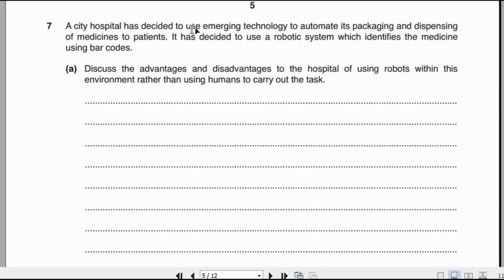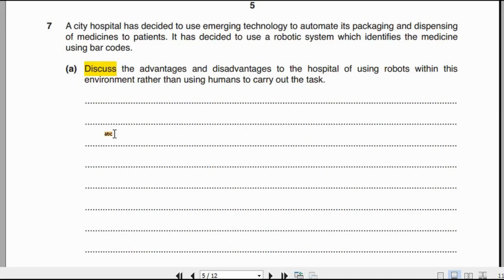City Hospital has decided to use emerging technology to automate its packaging and dispensing of medicines to patients. It has decided to use a robotic system which identifies the medicine using the barcode. Discuss the advantages and disadvantages to the hospital of using the robots within this environment rather than using humans to carry out all the tasks.